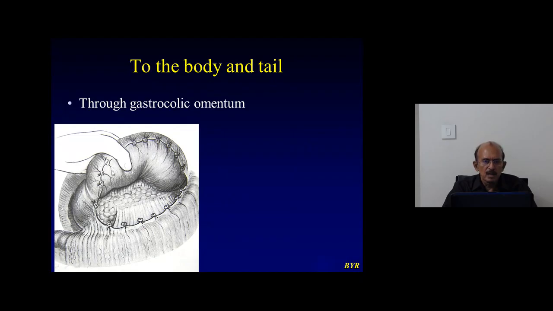This is the greater curvature. Here is the omentum. So you detach the omentum from the greater curvature and lift the stomach above and push this transverse colon downwards. Then you can see the pancreas.